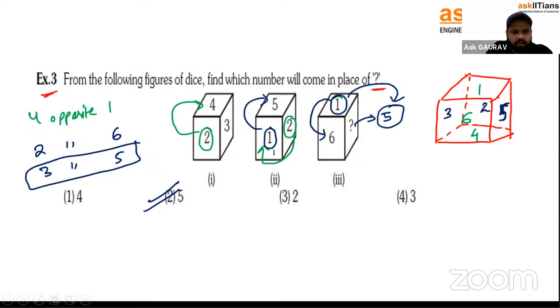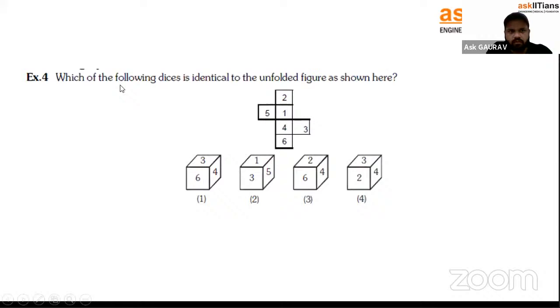Let's move to the next question then. The unfolded dice is given. You have to identify which dice would be there if you fold it, the folded dice. The open dice is given. You have to identify which is the folded dice. Do it.